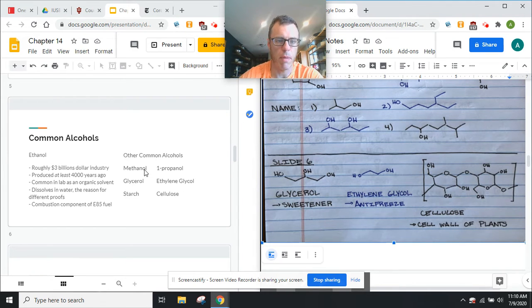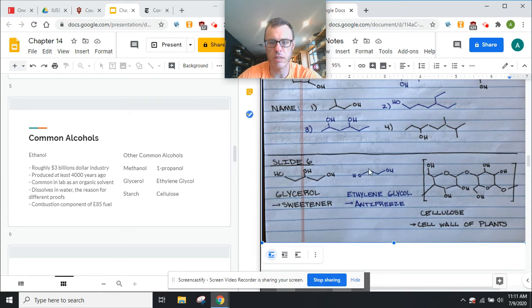Here's some other ones. Methanol. That's what we call wood alcohol. You can go to the hardware store and get it. It's like a paint thinner. If you drink that, you will go blind because you'll generate formaldehyde. 1-propanol, that's pretty straightforward. We talked about that before. This is glycerol. It can be a sweetener. It also plays a gigantic role later when we start talking about fats. So this is glycerol, and that's just its name.